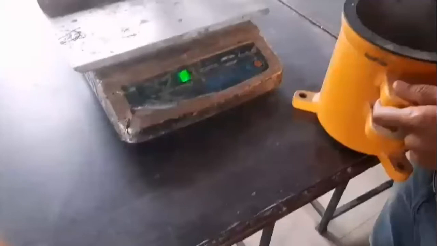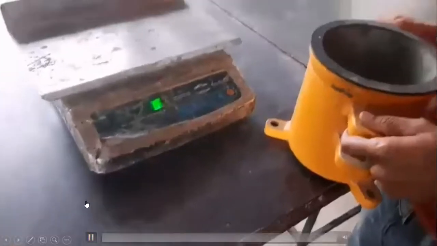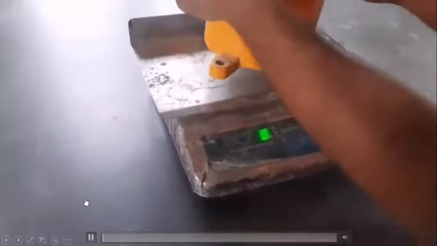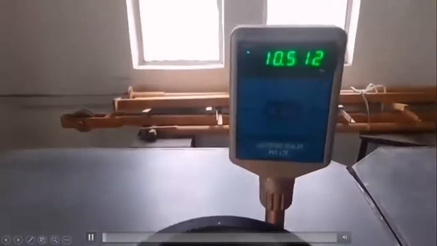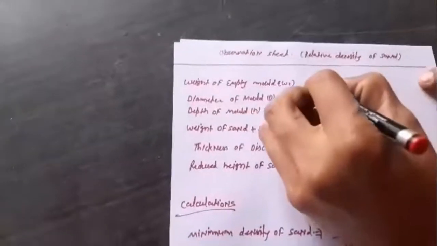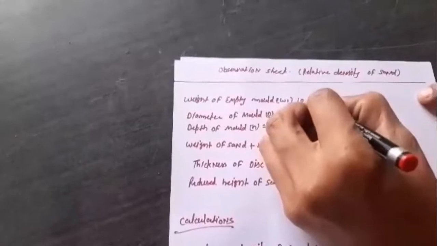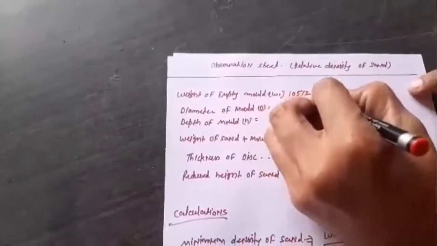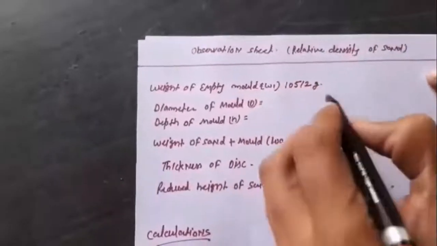So let's see how to perform this experiment. First of all, you have to weigh the empty cylinder and note it into your observation sheet, which is 10,512 gram, which we record as W1, the empty weight of the mold or cylinder.